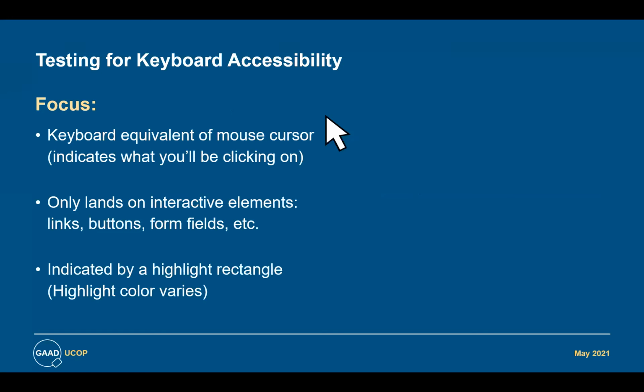You might be wondering, what is focus? Focus is like the keyboard equivalent of your mouse cursor. It indicates what you'll be clicking on when you press your enter key. Focus only lands on interactive elements like links, buttons, form fields, etc. That makes sense when you think about it. Since its purpose is to click things, it should only go to things that can be clicked. And it's indicated by a highlight rectangle surrounding whatever element currently has focus. The highlight color will vary by website or platform, though it should be a high contrast color that's easy to spot.